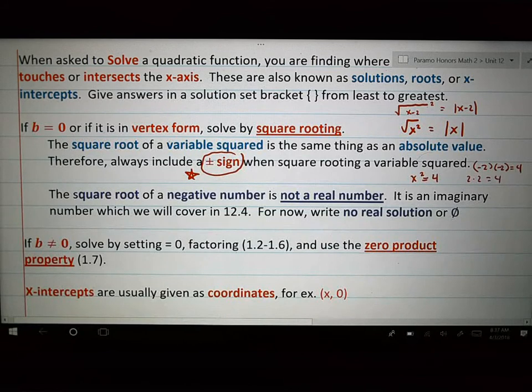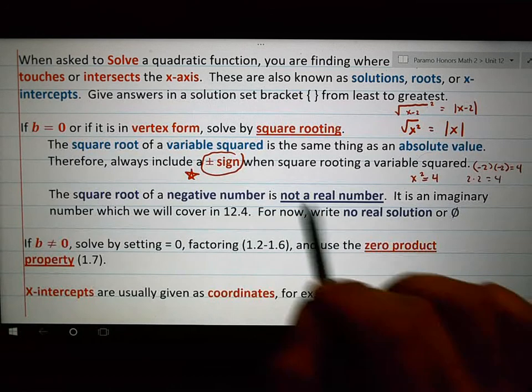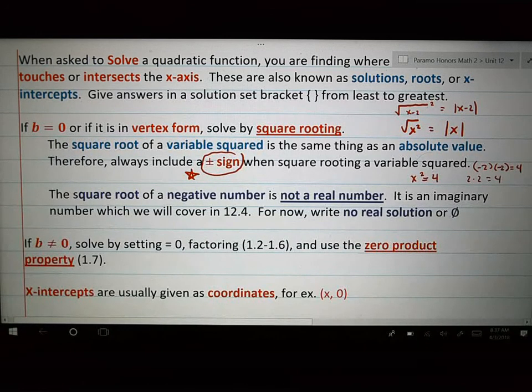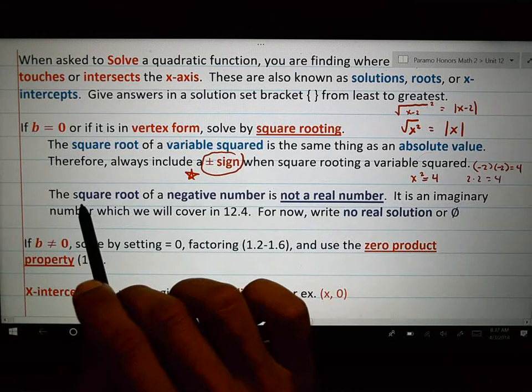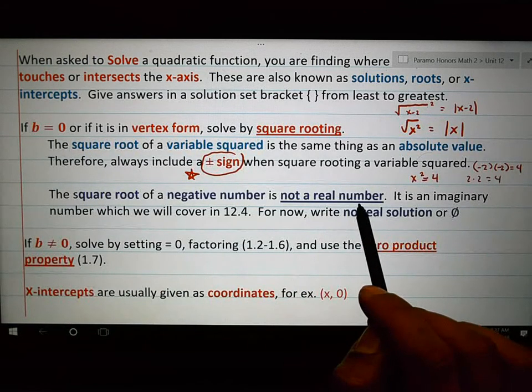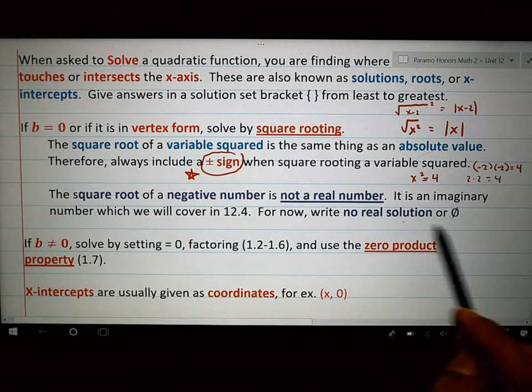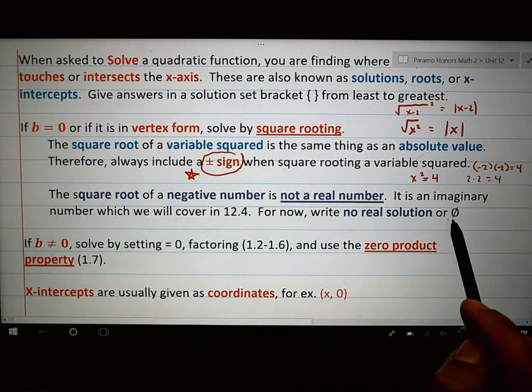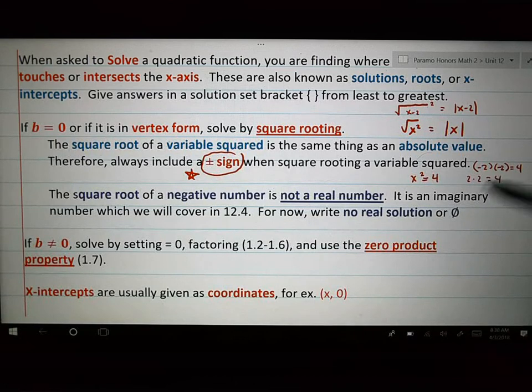So if you think about a positive times a positive is still equal to a positive, and a negative times a negative is equal to a positive, there are two possibilities for something squared equaling a positive value. That's why we have to put plus or minus signs when we solve these things. For right now, the square root of a negative number is not a real number. We're going to put no real solution, or we can use the symbol for no solution, which is this 0 with a line through it.